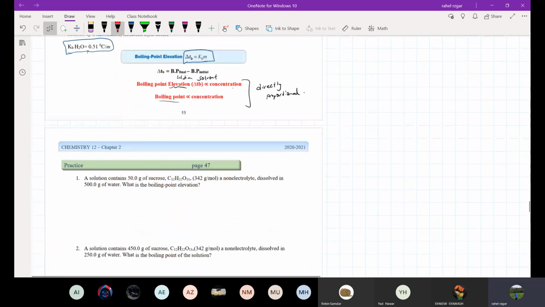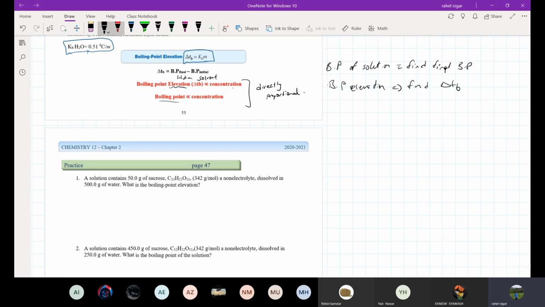Now let's solve questions. Solving questions is just like freezing point. So again, please be careful. If it says find boiling point of solution, it means find the final boiling point. If it says find boiling point elevation, it means just find delta TB, okay?